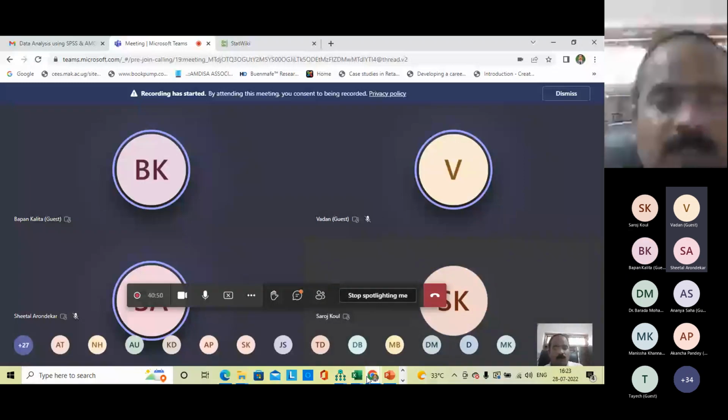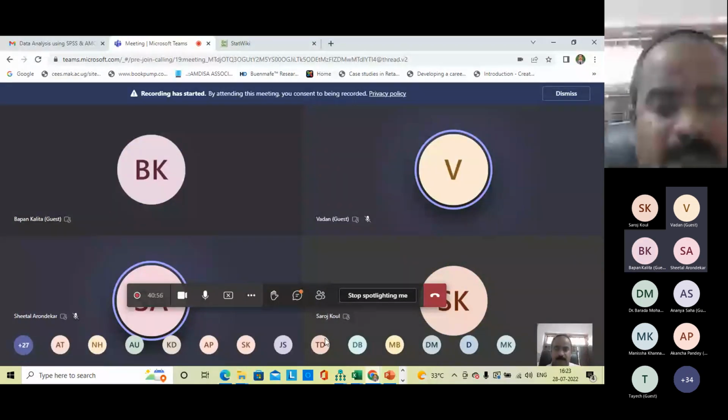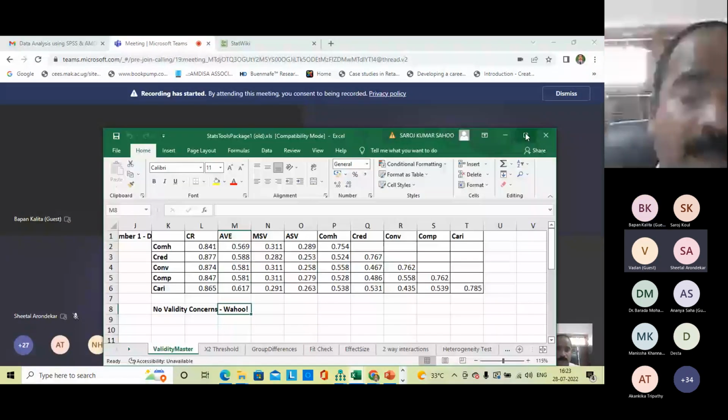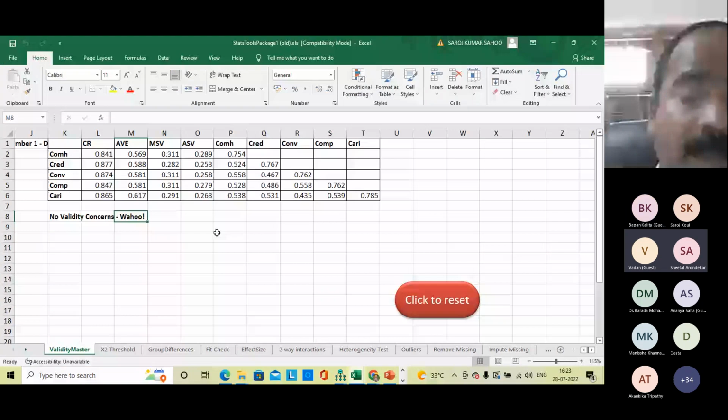Okay. Now go to the next thing. Look at here. What is that? Next criteria of convergent validity is CR. CR means composite reliability.